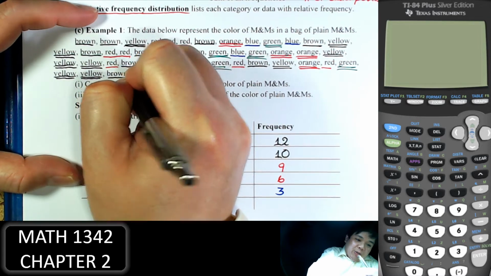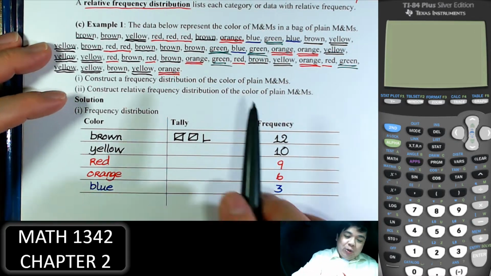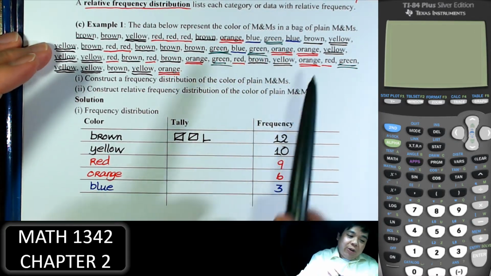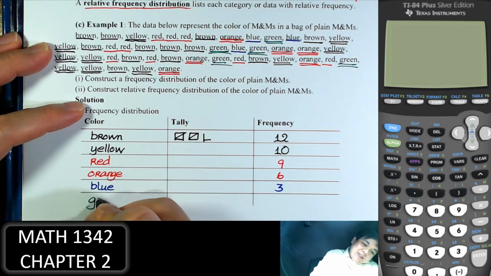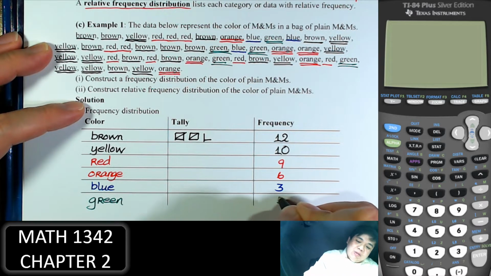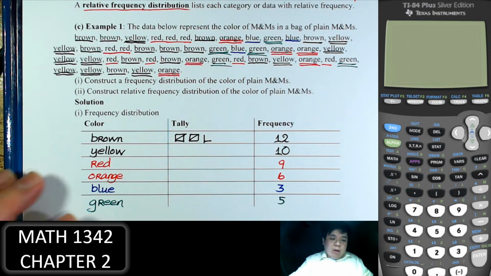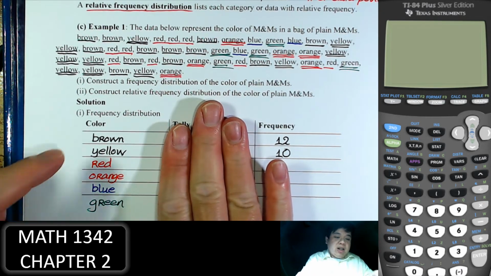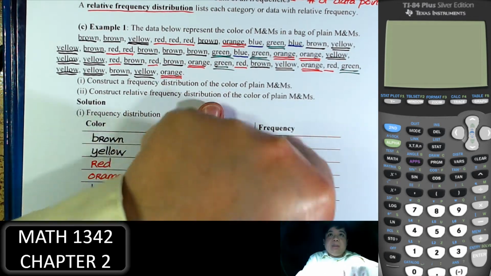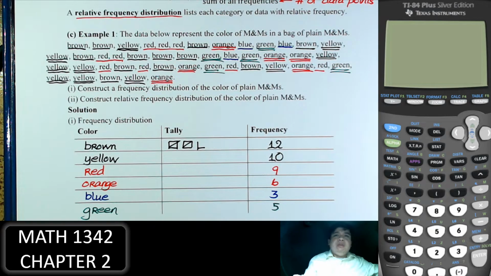I forgot a brown. I actually counted this bag before the video so I don't make mistakes. So how many do we have for green? 1, 2, 3, 4, 5. So just be careful with the counting. That should not be a problem. Of course we don't have to draw the tally, just the category and how many times we have for each category. So that is the frequency distribution. Pretty much just counting.